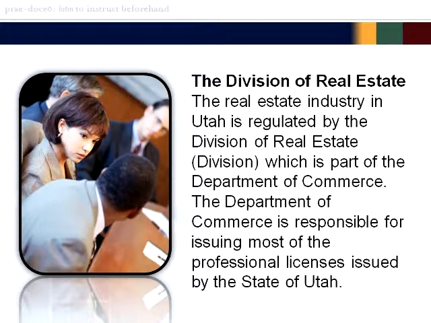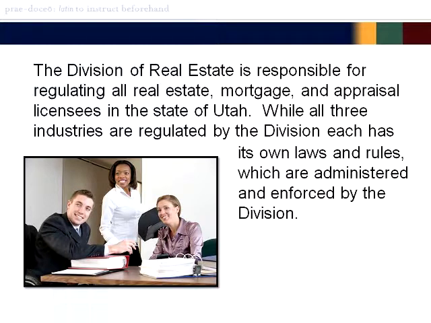The Division of Real Estate. The real estate industry in Utah is regulated by the Division of Real Estate, which is part of the Department of Commerce. The Department of Commerce is responsible for issuing most of the professional licenses issued by the state of Utah. The Division of Real Estate is responsible for regulating all real estate, mortgage, and appraisal licensees in the state of Utah. While all 3 industries are regulated by the Division, each has its own laws and rules which are administered and enforced by the Division.